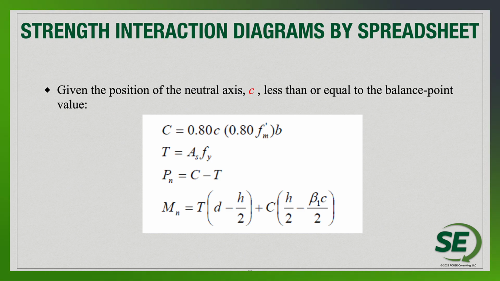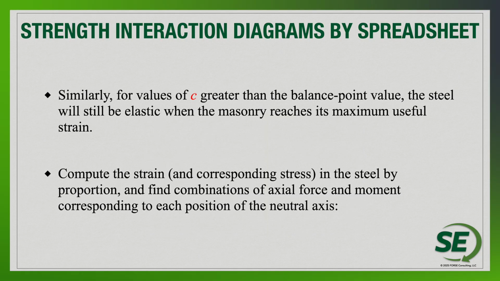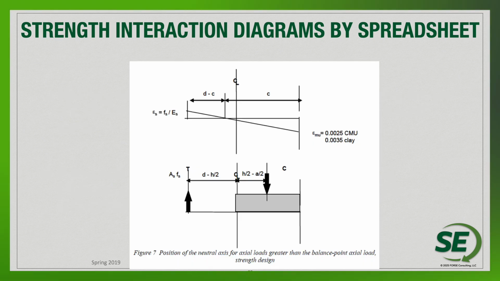And then similarly for values of C greater than the balance point, the steel will be elastic when the masonry reaches its full maximum usefulness. So then we can again compute the corresponding stress and strain in the steel by proportion to find the different combinations for axial force and moment along the curve as well. So again, the differences here are based on the masonry reaching its full capacity first.